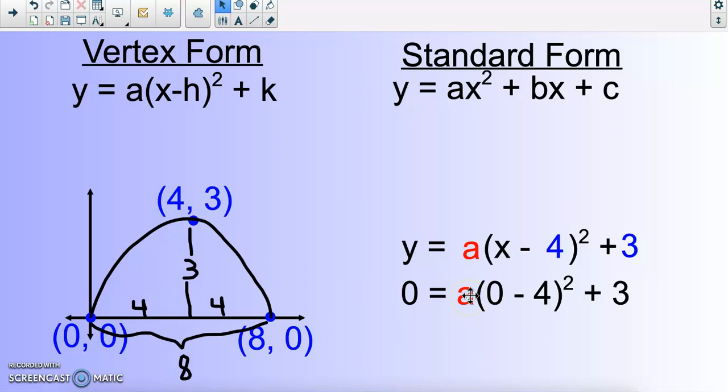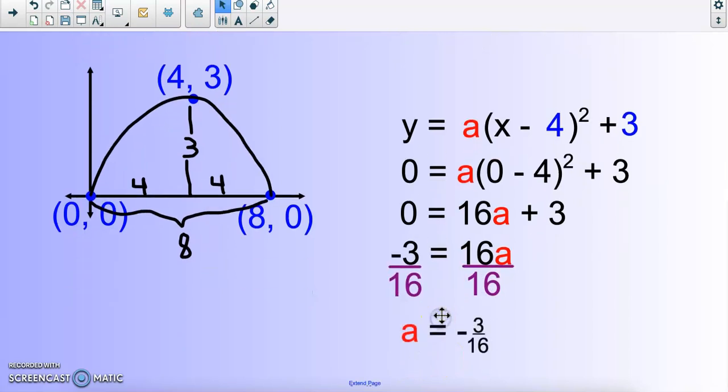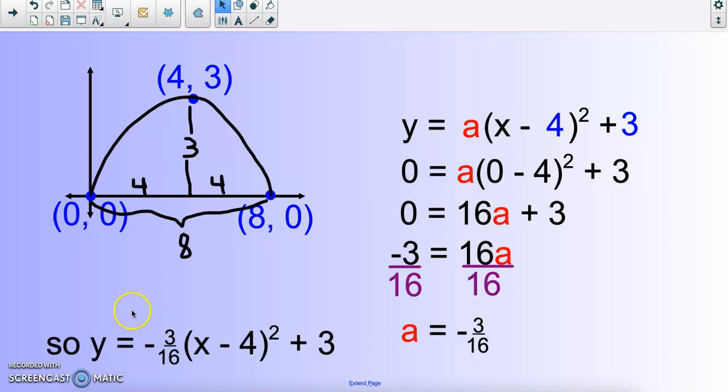Again, if we go all the way back to what an equation really is, an equation is just a recipe for finding all the x's and y's that make something true. So solving this equation, if I clean this up, and maybe I subtract 3 from both sides and divide both sides by 16, I get A equals negative 3/16. So right now, I'm able to find the equation of this rabbit's parabolic path, and it's y equals negative 3/16 times the quantity x minus 4 squared plus 3.